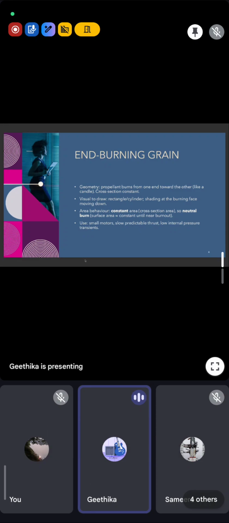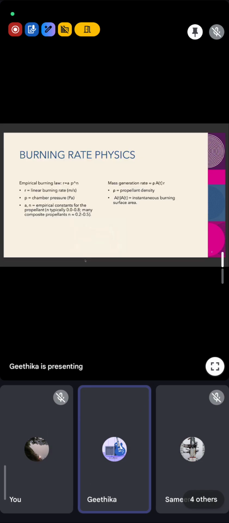The difference between all of these grains is that the burn rate matters, so they change how fast the fuel burns and how much pressure we need for the mission. The formula for the burn rate is R equals A P to the power of N, where R is the burn rate, P is the chamber pressure, and A and N are empirical constants.